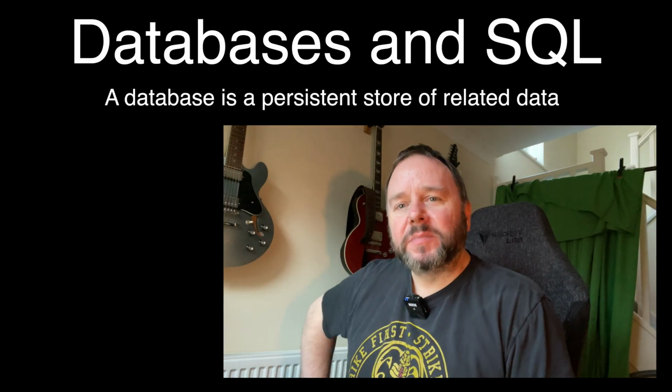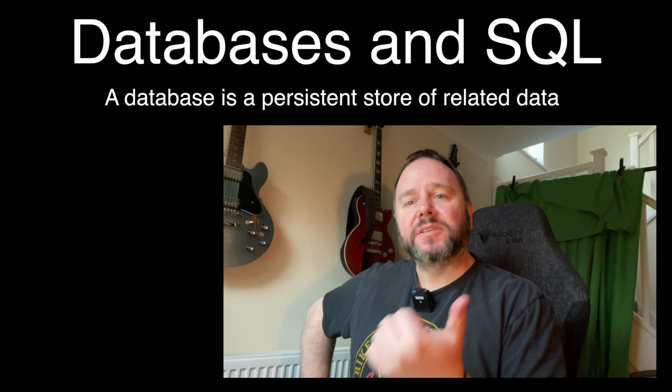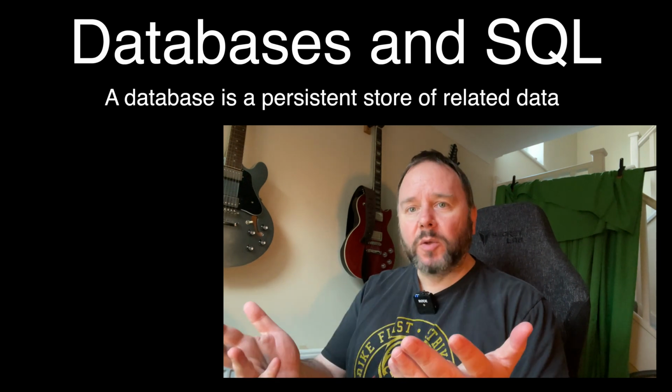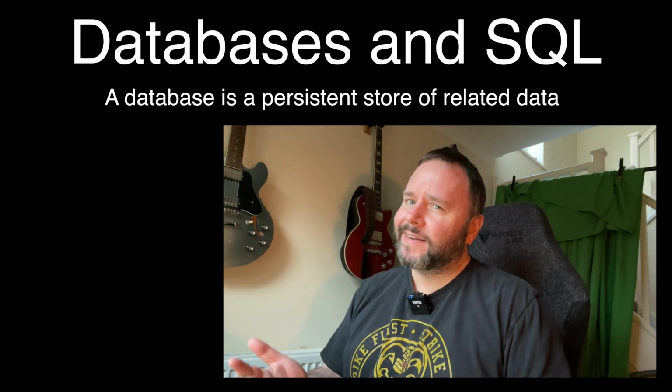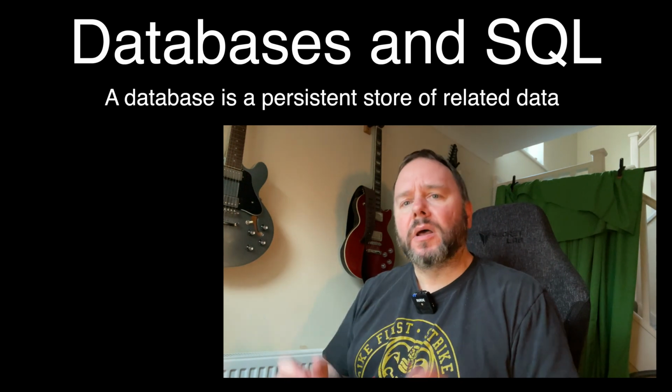A database is a persistent store of related data. So what does that mean? Persistent means that it sticks around. So when you power off the system and switch it back on again, the data is still there. Related data means all of the information about one thing.